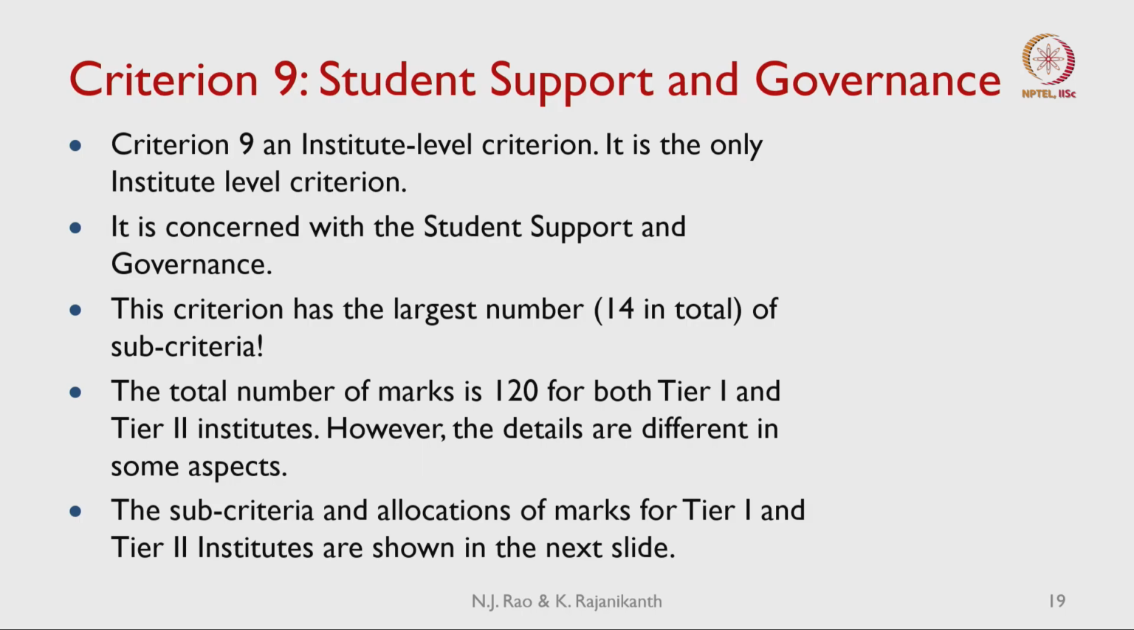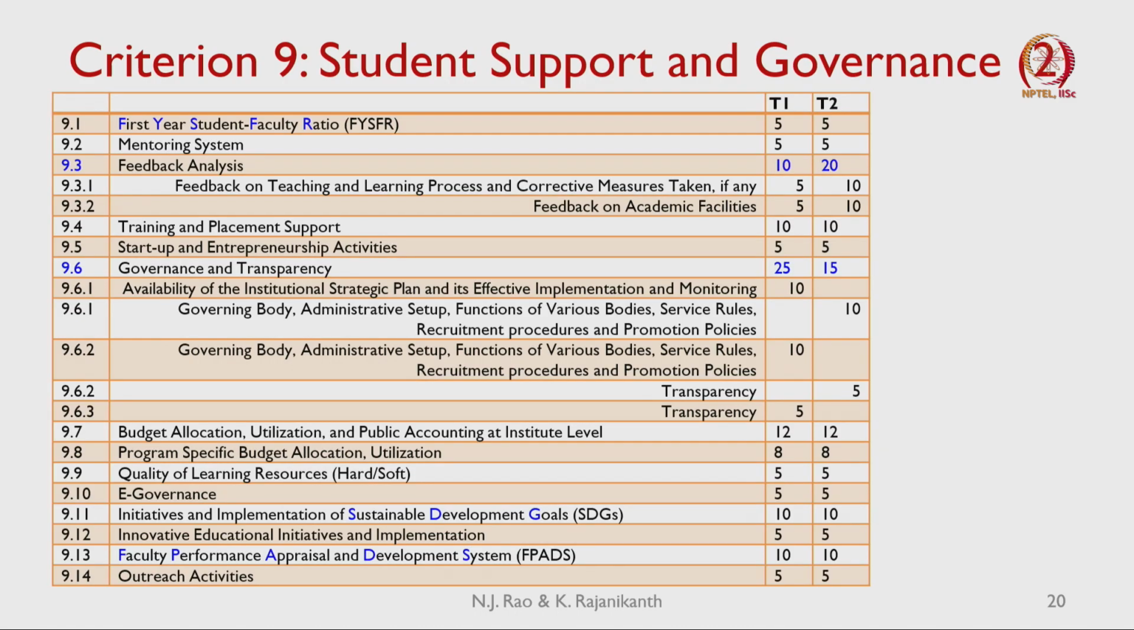So, the sub criteria and allocation of marks are shown in this. As you can see, this table looks a little bit dense, but given the total number of sub criteria being very large under criterion 9, this table does look a little bit crowded. But you can see that there are 14 sub criteria, 9.1 to 9.14, and program specific budget allocation and utilization, for example, is a criterion that is specific to a particular program. Okay. So, like that, then the total marks are different between tier 1 and tier 2 institute. So, we spent 4 units discussing this criterion in detail, the sub criteria and all that, and that is the final criterion of the SAR.